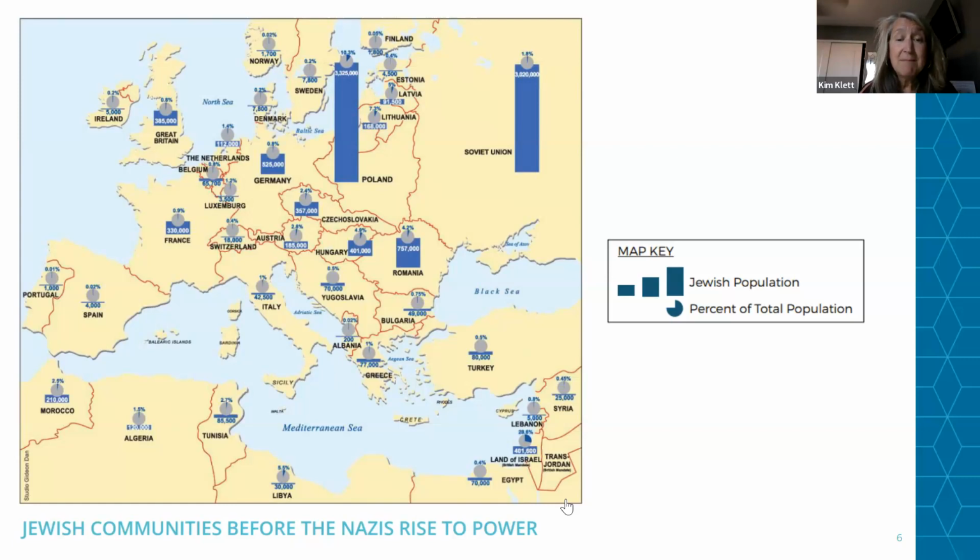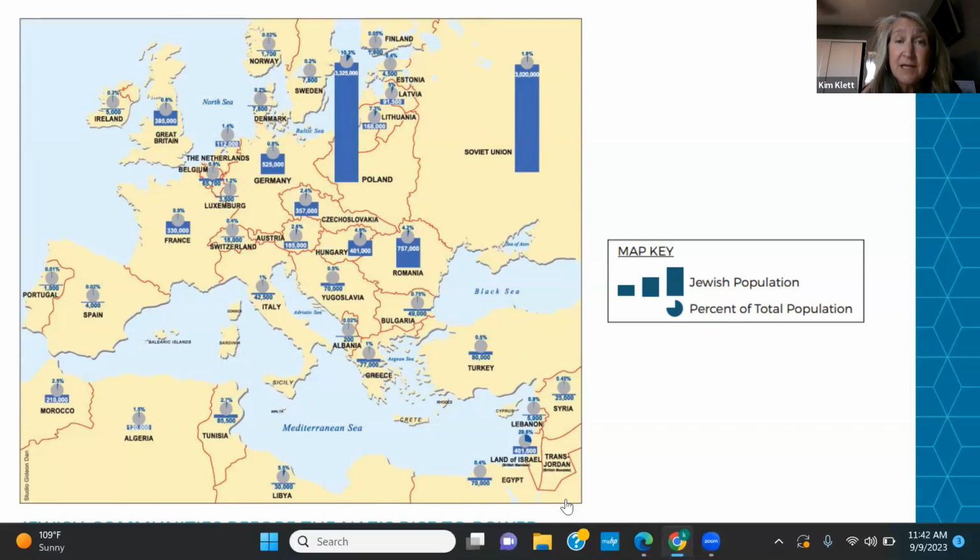And again, you can put it in the chat box or unmute yourself, whichever is easier. What's surprising about this map? Yeah, their percentage in Israel. And notice they call it the land of Israel, right? And it's very small at this point, right? It's going to rise, of course, later. Again, remember, this is early 1933. What else might be surprising to us or to our students?